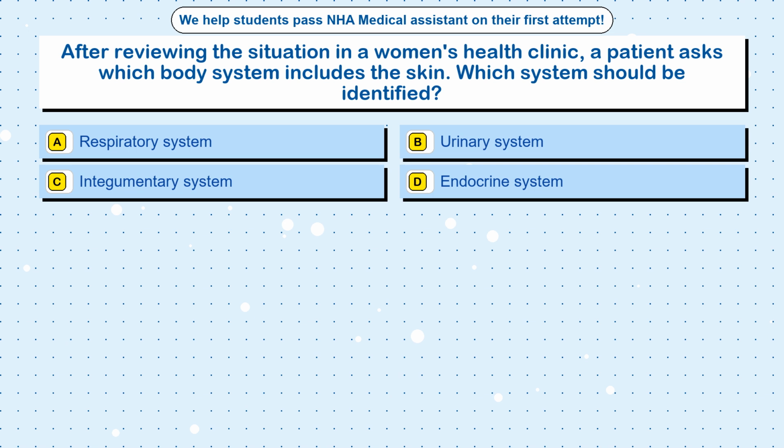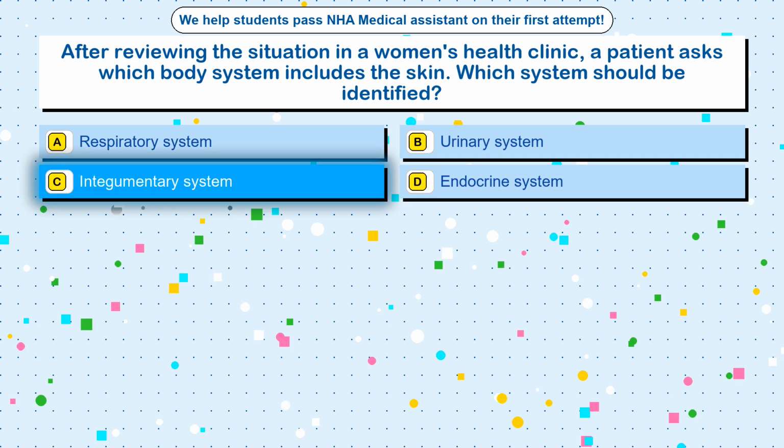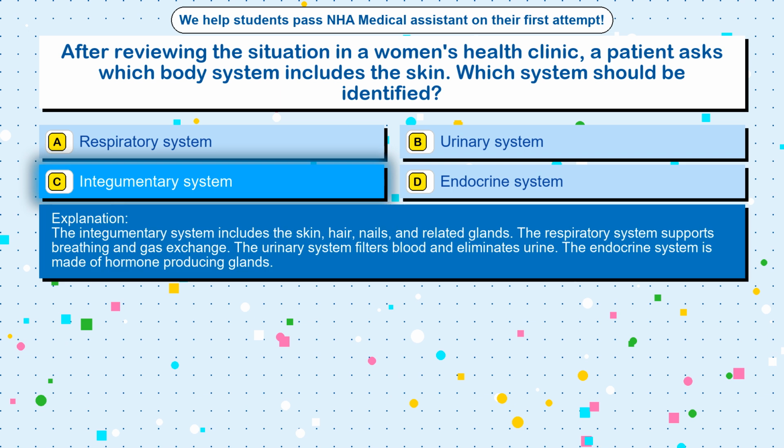Which system should be identified? Option A, respiratory system. Option B, urinary system. Option C, integumentary system. Option D, endocrine system. The correct answer is option C, integumentary system. The integumentary system includes the skin, hair, nails, and related glands.